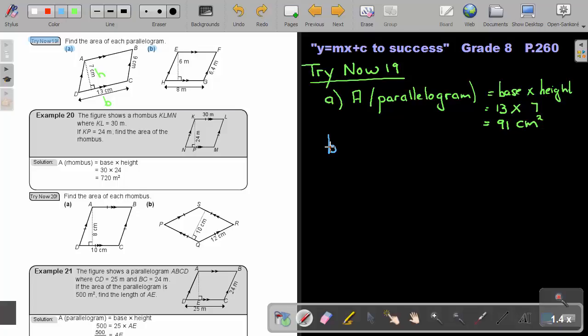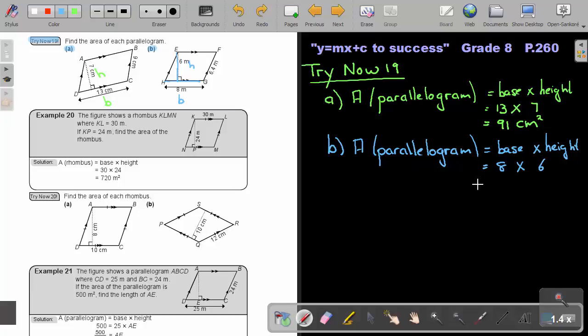And then if I look at number B, again, it's the area and it's of a parallelogram. And it's again base times height. So, okay, again, this will be my base and this one will be my height. So the base will be 8. And the height will be 6. And if you multiply that, you will get 48. This is in meters, so it will be in meters squared.